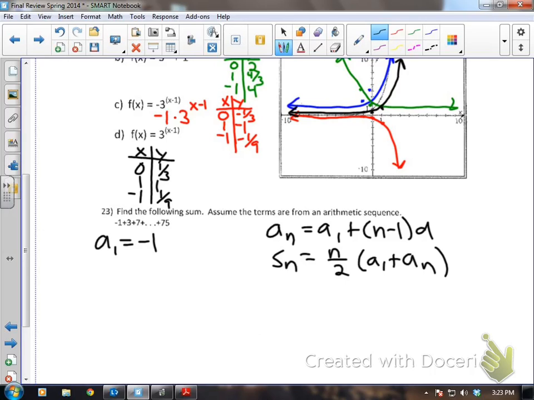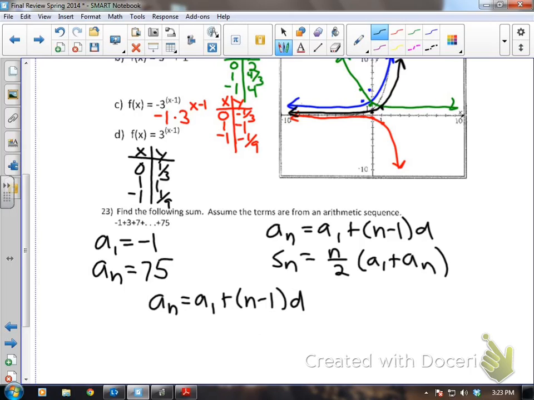Okay, so a sub 1 here is the very first term in the sequence, which is -1. a sub n here is 75. But we don't know what n is. We don't know how many terms are in this sequence. So that's the missing piece. We know what a sub 1 is, we know what a sub n is, but we don't know n. So to find n, I'm going to use the top equation, and the top equation says a sub n is equal to a sub 1 plus n minus 1 times d.